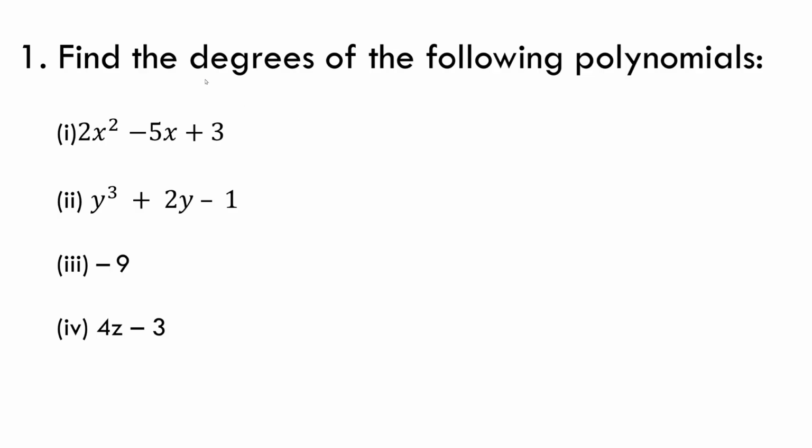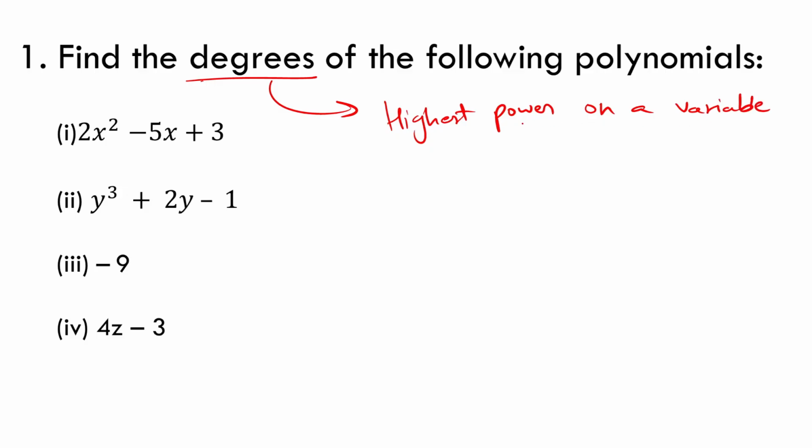So what is degree? Degree is basically the highest power on a variable. So in here we can see two variable terms, 2x square and 5 minus 5x. So you can clearly see that the highest power is 2. So we can write here degree is 2. And then next we can see that the highest power is 3.